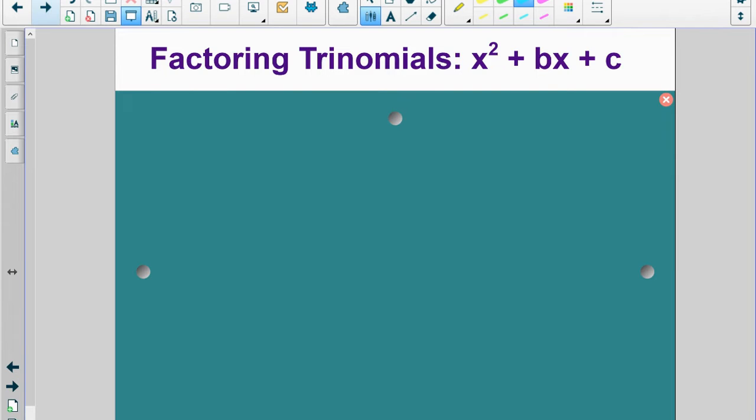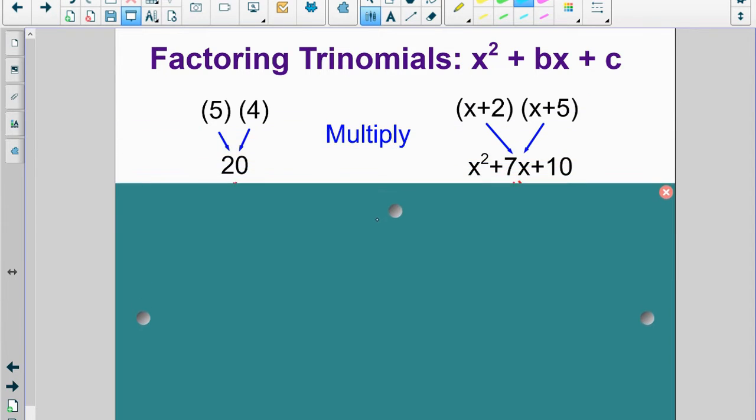Let's take a look at factoring trinomials. Okay, so to start with, just a reminder that when you multiply, you're putting the factors together. You're multiplying a factor times a factor to become this product. Whether it's 5 times 4 is 20, or x plus 2 times x plus 5 is x squared plus 7x plus 10, either way, we have to keep in mind that we're multiplying two factors together to get a product.